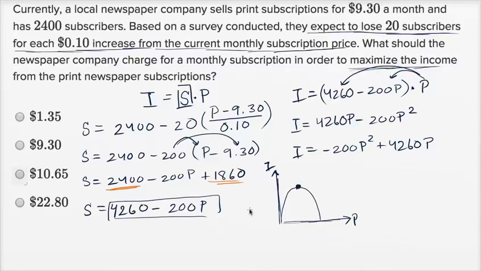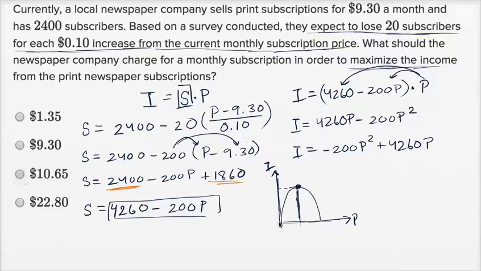If it was upward opening, you'd be able to find a minimum point, but then it wouldn't be bounded on the upside. So we need to figure out what price gets us to this maximum point. And this price is going to be the vertex. This is going to be the p coordinate of the vertex of this parabola. And let's just remind ourselves how we can find the vertex of a parabola. And there's multiple ways to do it.